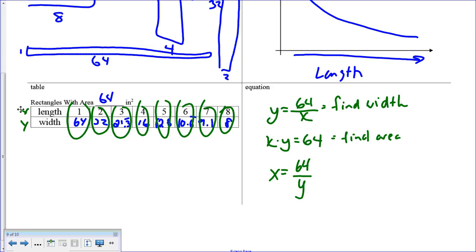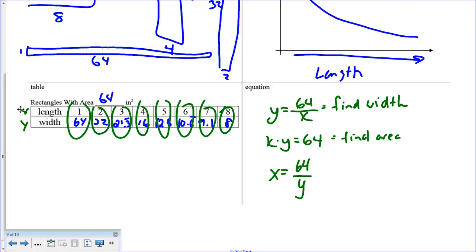Right, and W was Y, right? So you're finding the width, you're finding the length, and you take 64, your area, divided by the width, okay? So when I take 64 divided by 64, that's 1. 64 divided by 32 is 2. So again, that's another way we can do it, just another different way of looking at it.